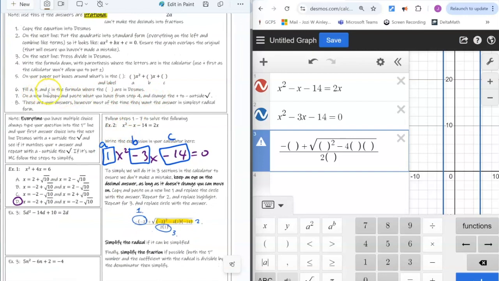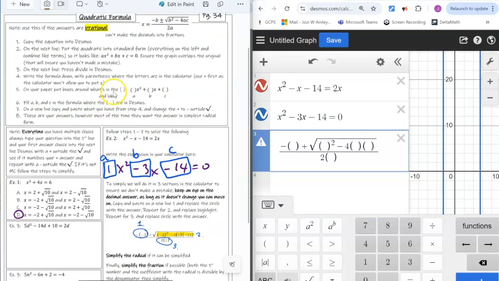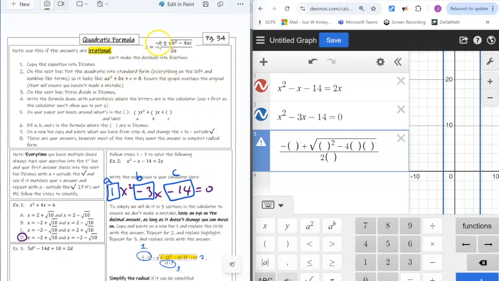All right, it says fill A, B, C in the formula where the parentheses are in Desmos. So the first letter is supposed to be B. So in the first parenthesis, I go look at B, it's -3. If B is -3, I don't care that there's a negative out there. I'm putting -3 in the parentheses. Do not drop anything. That's why you are boxing it. That's why you have parentheses. All right, so B is there.